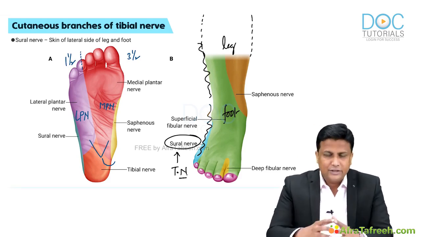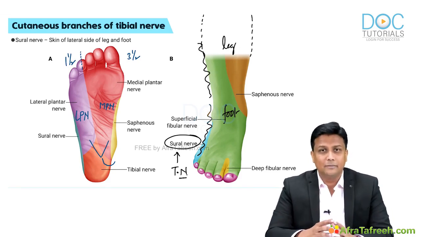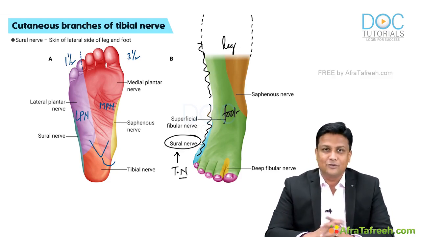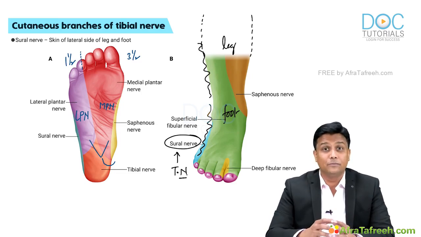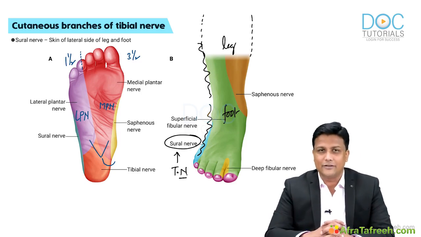Fine. So that completes the entire motor supply to all the muscles as well as the sensory supply of tibial nerve. We have completed that in detail, and the most important thing is the muscles of foot arranged in those 4 layers. Extremely important for all your PG entrance exams, guys. So please take care about that. Thank you.